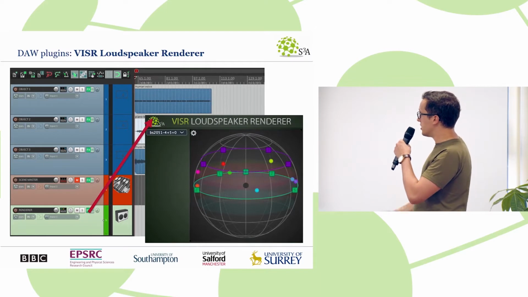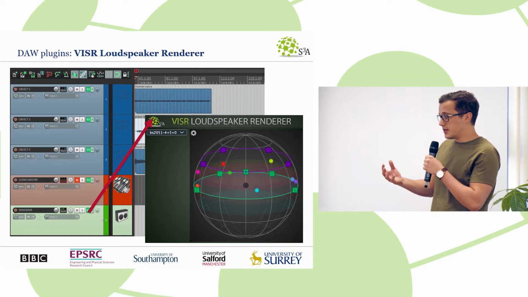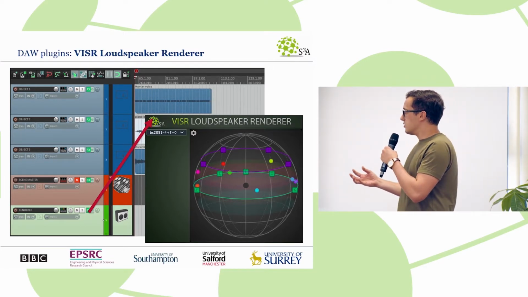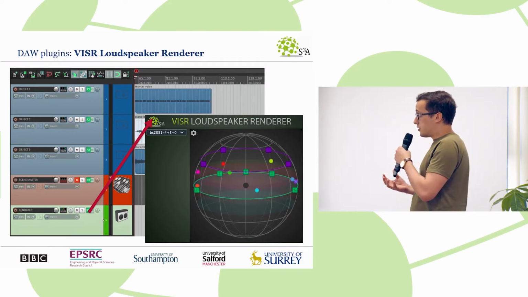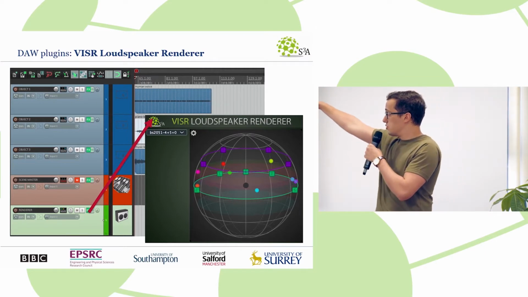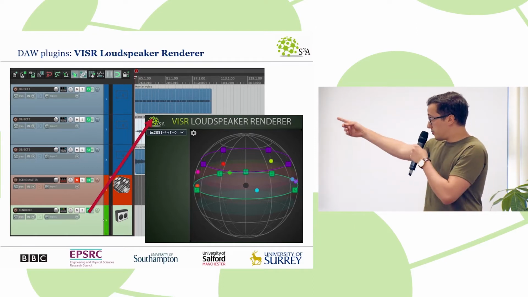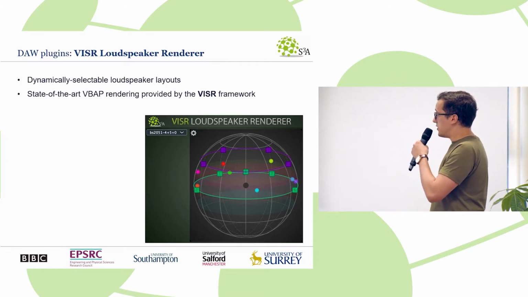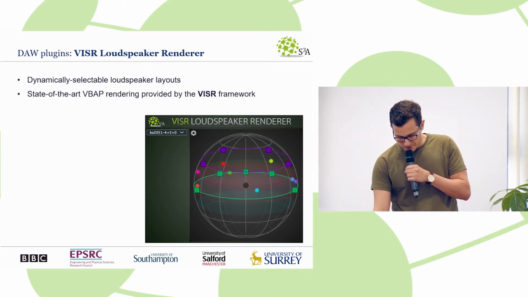The first one I'm going to show is the loudspeaker renderer, which is a plugin that takes this audio representation of metadata and generates the loudspeaker signals for different loudspeaker layouts. We can choose different loudspeaker layouts dynamically using this drop-down menu, while using the same audio representation. It's worth mentioning that it uses the state-of-the-art VBAP rendering, which is provided by the VISR framework underneath.